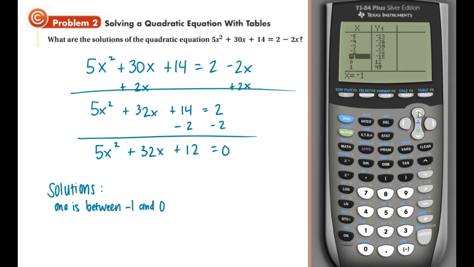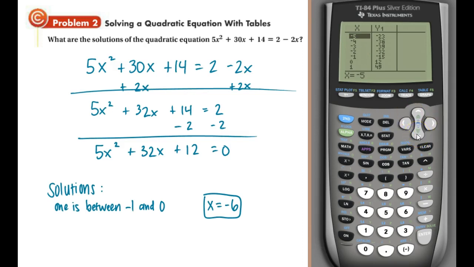In a moment, we're going to figure out the exact solution, but first I want to look for the other one. Oh, right here we have negative 6 for the x and y is equal to 0. So one of the zeros is negative 6. Now we're going to search for the other zero that's between negative 1 and 0. So I'm going to take a look.